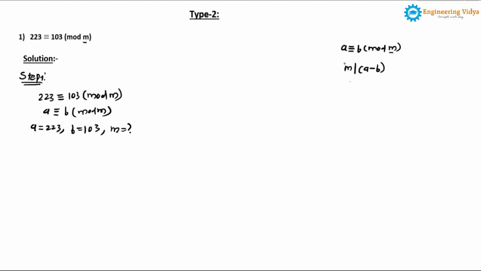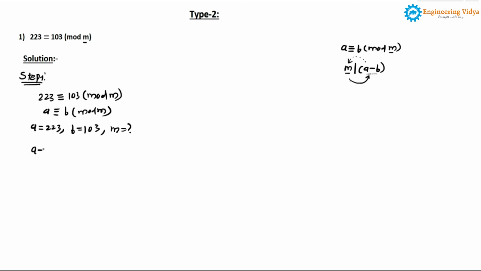The rule says that the number m will divide A minus B if A congruent to B mod m is given. Or in other words, A minus B will be divisible by m if A congruent to B mod m is given. With the help of that rule, we're going to estimate this. Here we need to find the value of m. If we can calculate the value of A minus B, then on the basis of A minus B we can also find the value of m, because A and B are already given.